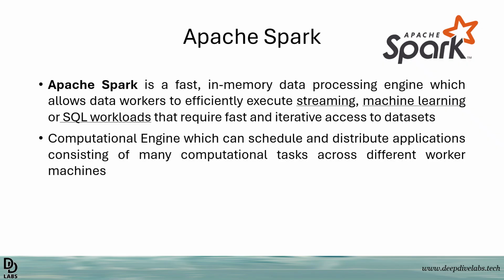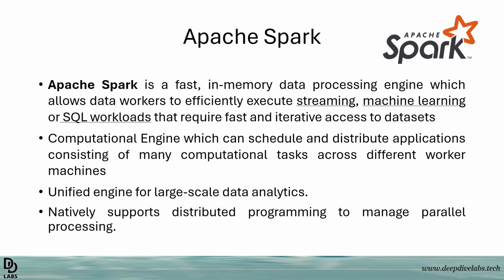The computational engine can schedule and distribute an application consisting of many computational tasks across different worker engines. So Apache Spark by nature is distributed. The workload can be distributed across different worker machines. So it's a unified engine. It's a unified data processing engine for all the large scale data analytics workloads that we have, be it batch processing or stream processing. It natively supports distributed programming to manage parallel processing as well.